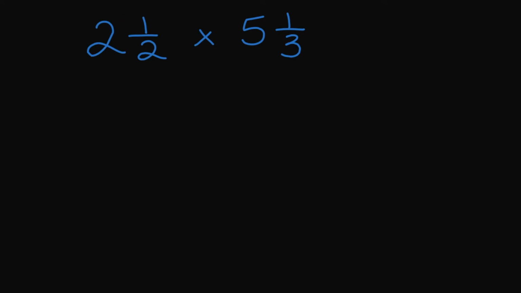First thing we're going to do, we're going to turn these mixed numbers into improper fractions and then we're going to multiply. So we have 2 and 1/2. I'm going to multiply 2 times 2. This is going to give us 4, plus 1 is going to be 5. So this mixed number as an improper fraction is going to be 5 over 2.